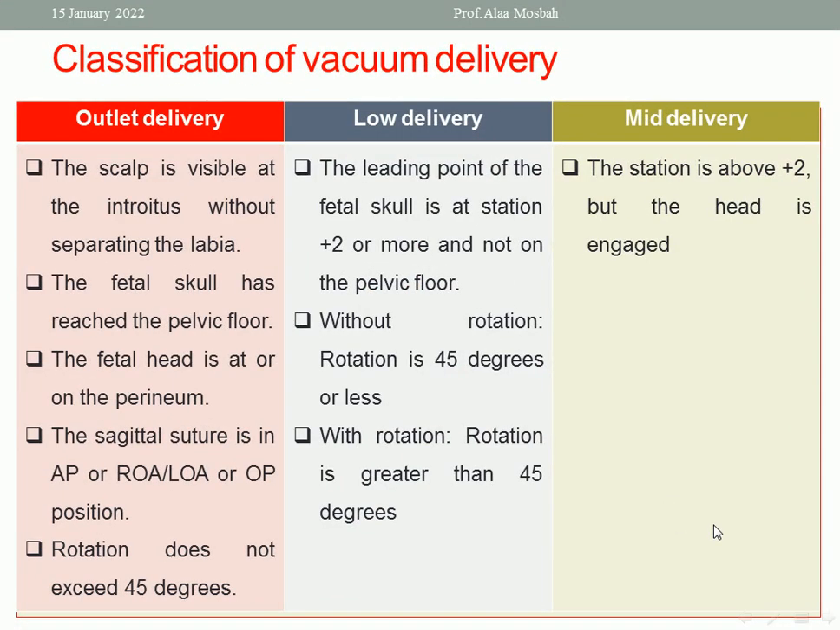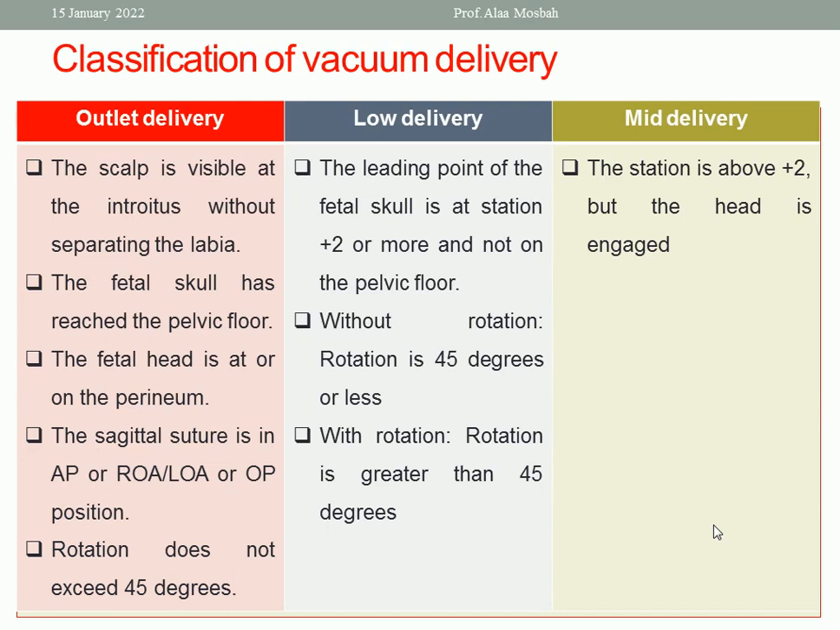In outlet delivery, the scalp is visible at the introitus without separating the labia. The fetal skull has already reached the pelvic floor or the perineum. You can say the head is on the perineum. The sagittal suture is in the anteroposterior diameter, or right occipital anterior, left occipital anterior, or occipital posterior position. Rotation doesn't exceed 45 degrees. This is the outlet delivery.